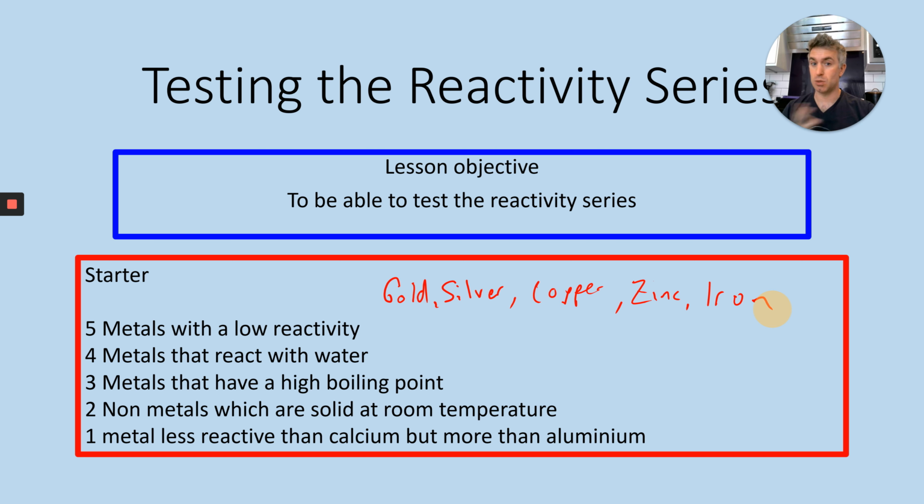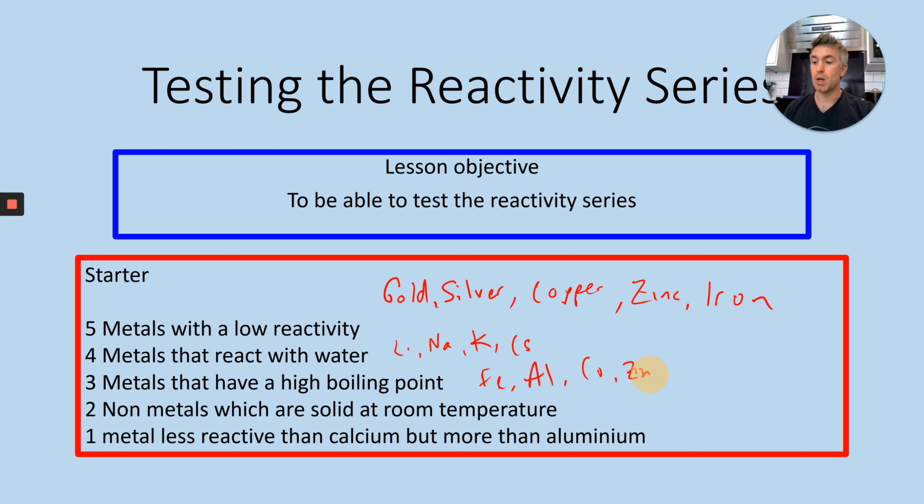Metals that have a high boiling point. Basically, that's all metals, apart from one, which is mercury. So any metal, so iron, aluminium, copper, zinc, they all have a pretty high boiling point.